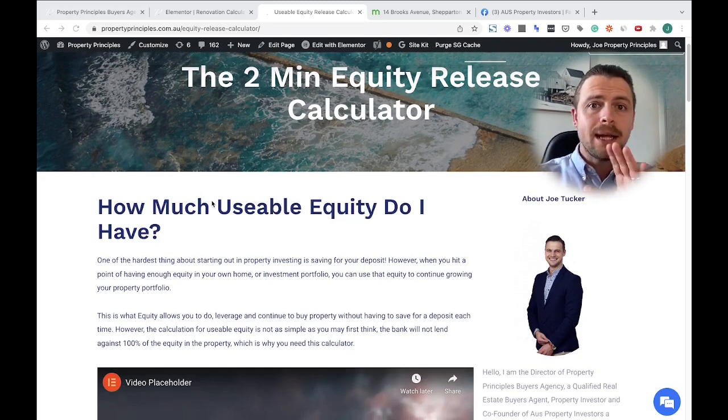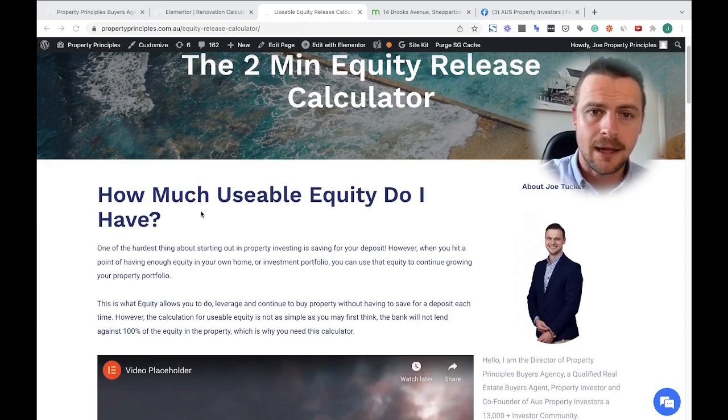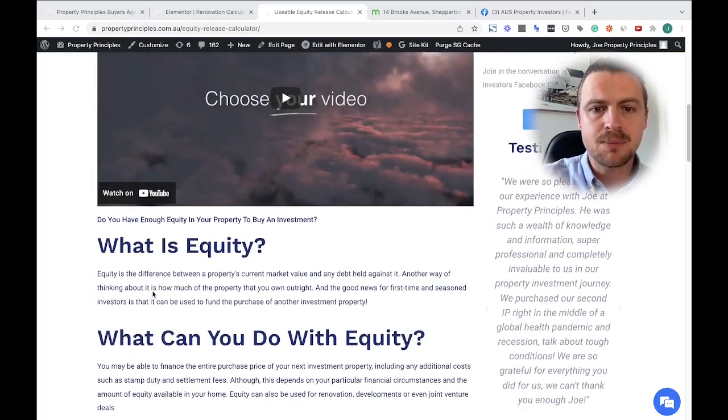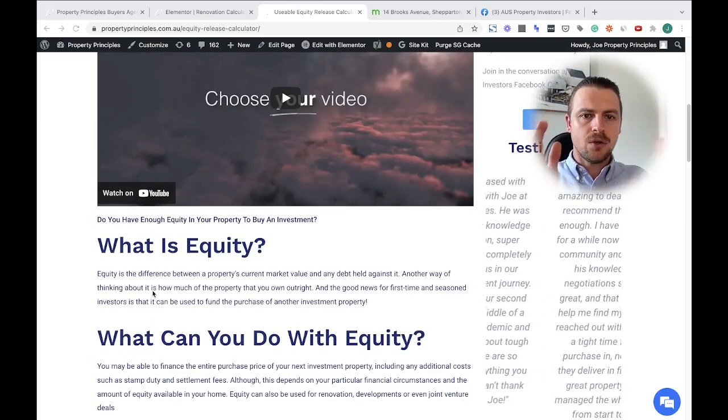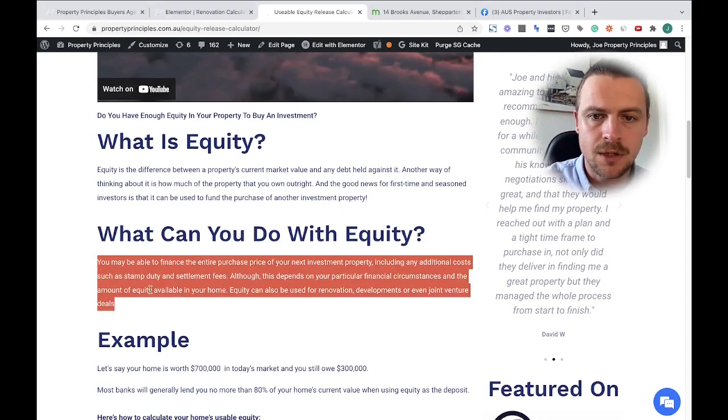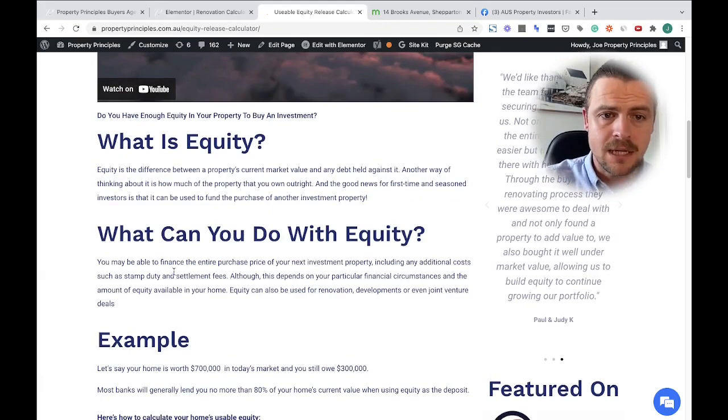So I just wanted a quick cover off of how this equity release calculator works and what you can do with it. So what is equity? Equity is the difference between the current market value against the debt that you have on the property. So that is your equity. So what can you do with the equity? Well, you can purchase another property with it, essentially.